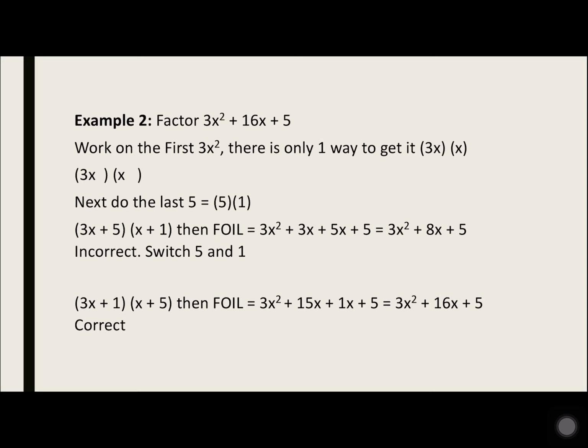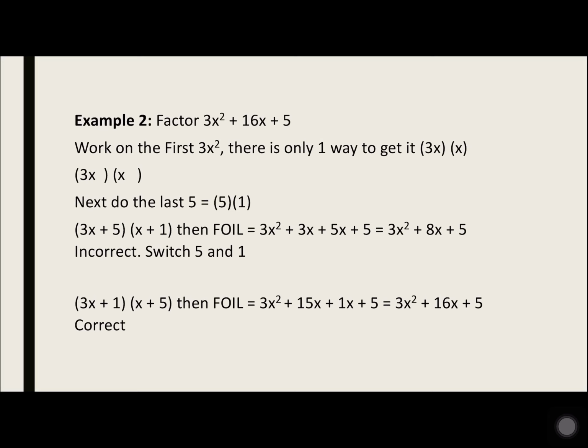3x times x, 3x squared. Outside, 3x times 1 is 3x. Inside, 5 times x, 5x. Last, 5 times 1, 5. The O and the I add up to 8x, 3x plus 5x. That's not what we were given, so switch the 5 and the 1.